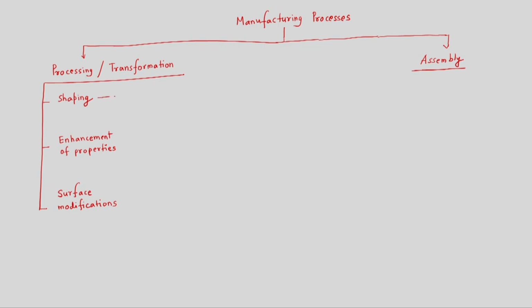Shaping in general are done by using the casting operation, which we know very well. The casting is the shaping operation where the molten metal is casted inside a mold to get the required shape. Then forming operation, we are heating up the material above the recrystallization temperature and then we are applying the mechanical loading. So, the examples of the forming are the forging operation or the rolling operation.